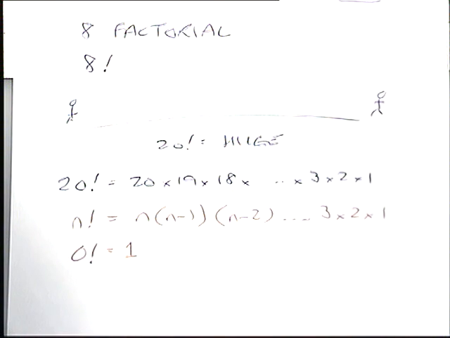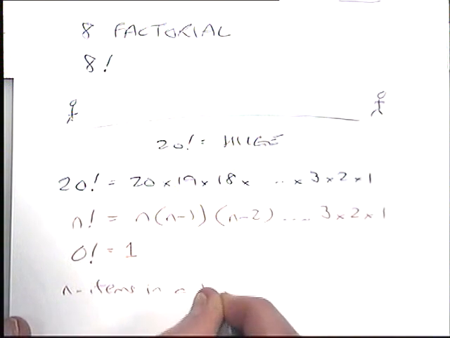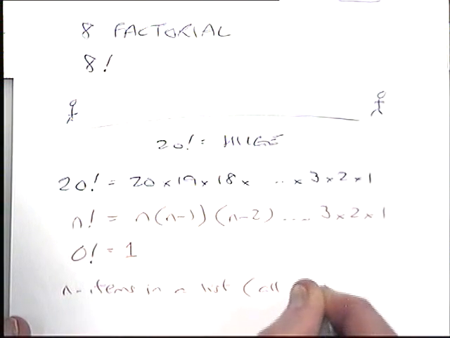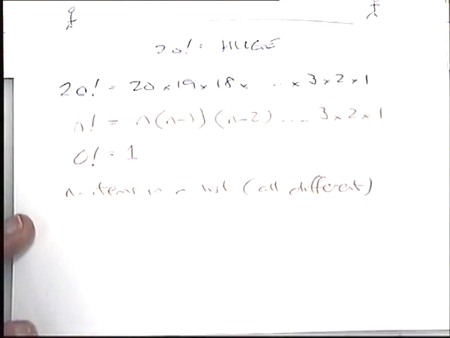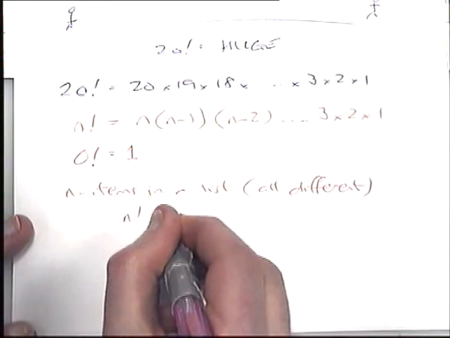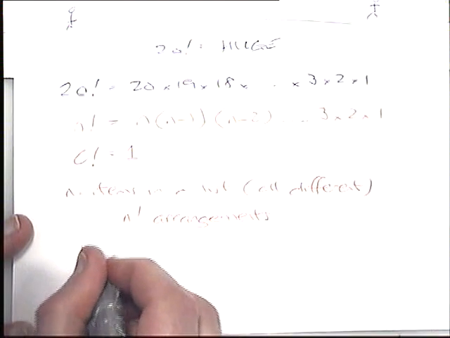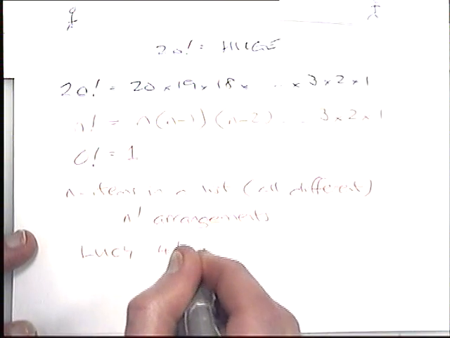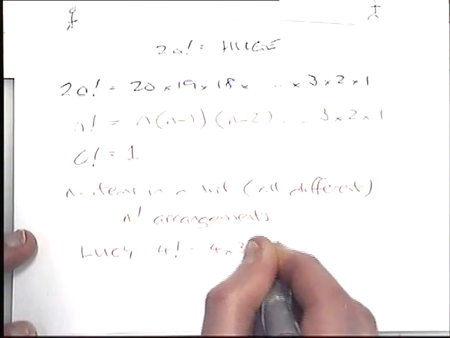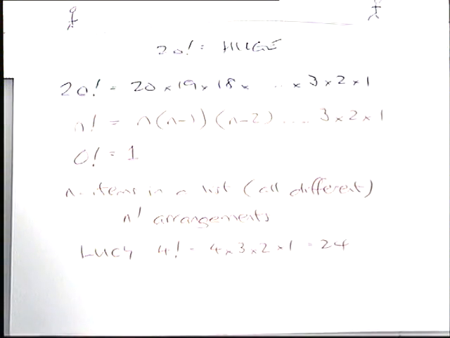So if you have a list of n items in a list, now all of those items are different, and that's important, and we have to keep that in mind at the moment. Then there are n factorial arrangements. So when we had Lucy earlier on, Lucy had 4 letters in her name. 4 factorial means 4 times 3, which is 12, times 2, which is 24, times 1, which is still 24, and that is what we came up with earlier on. Okay, so I'm going to pause the video at this point and go on to another clip.